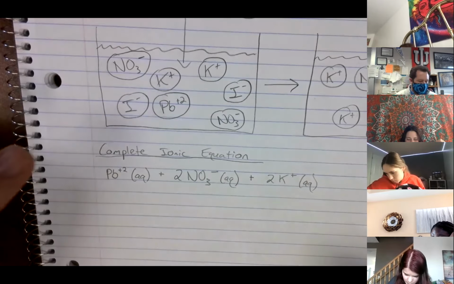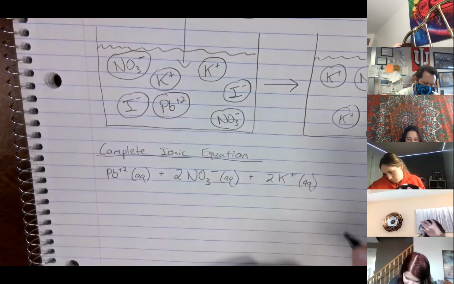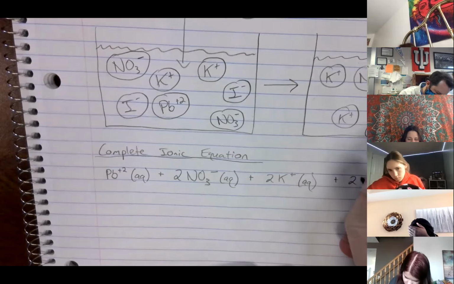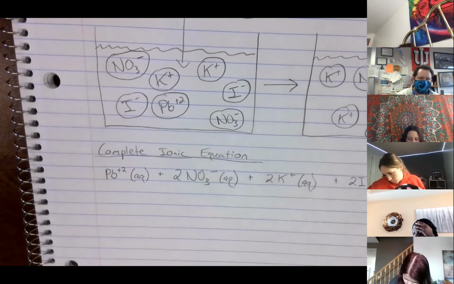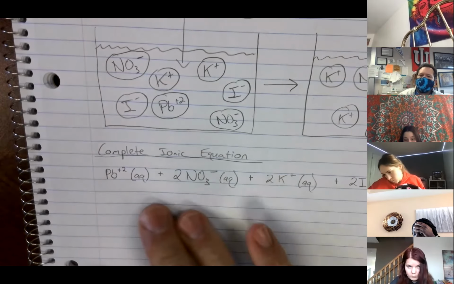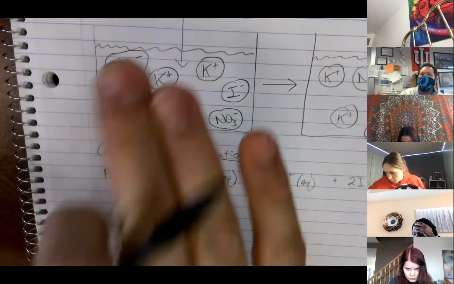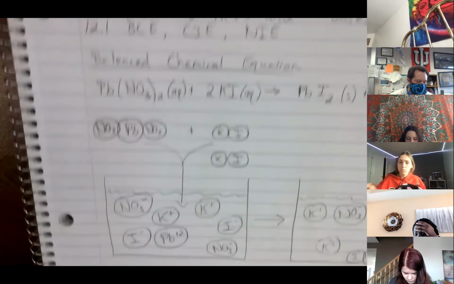And we've also got 2 iodide ions in there. This is a much better representation of what we actually have going on. Much better representation of what's up here.